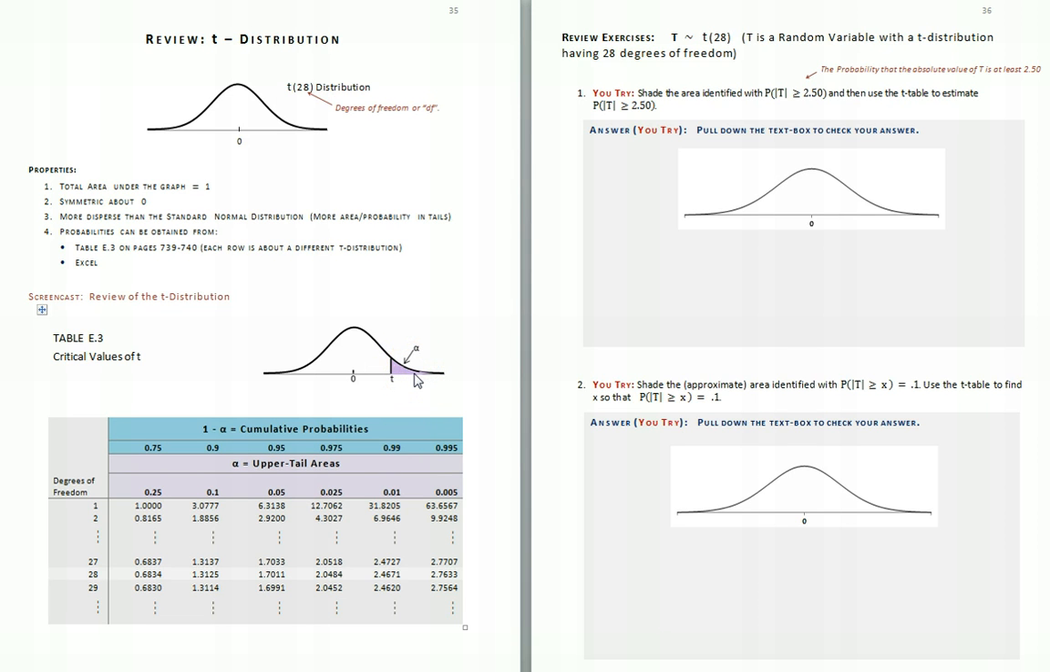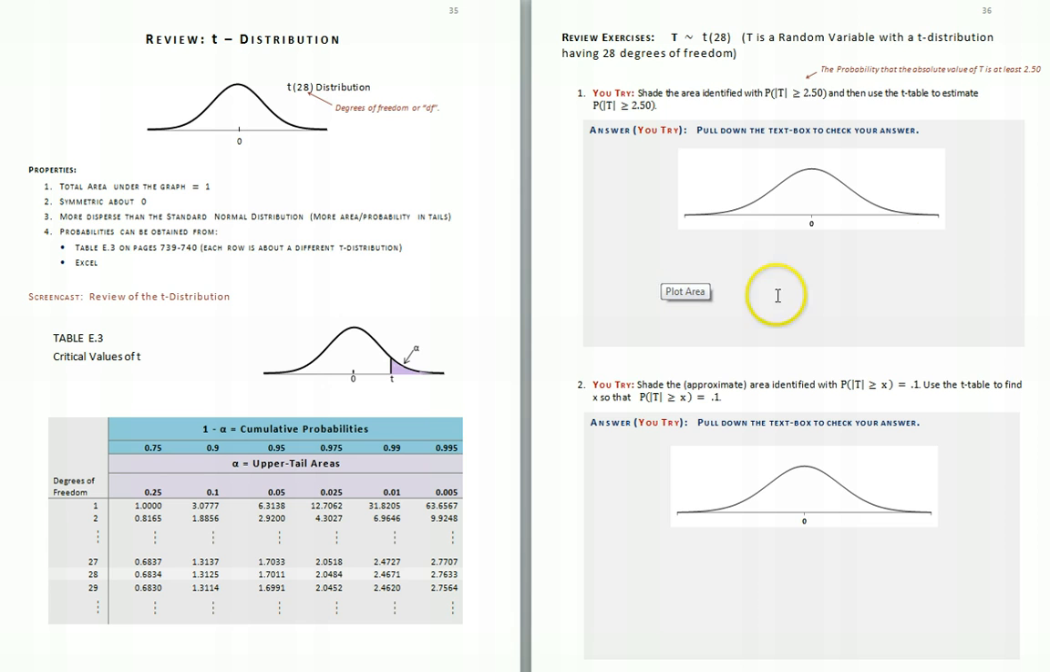Since the probability that we're looking for is the probability to the right of 2.50 and the probability to the left of minus 2.50, we'll just have to double this 0.01 probability, and we can estimate the probability of the absolute value of t being greater than or equal to 2.50 as 0.02, twice 0.01.